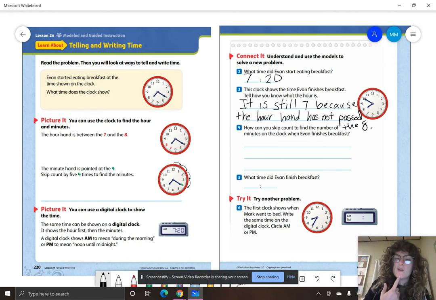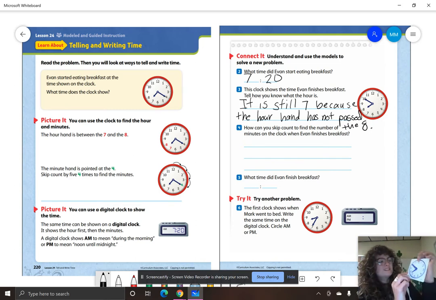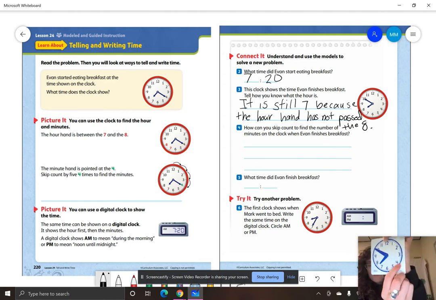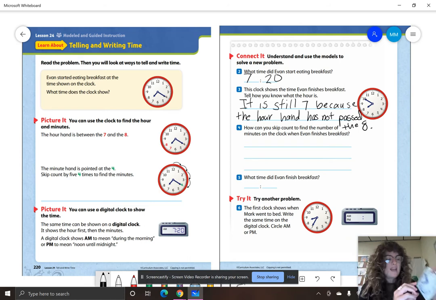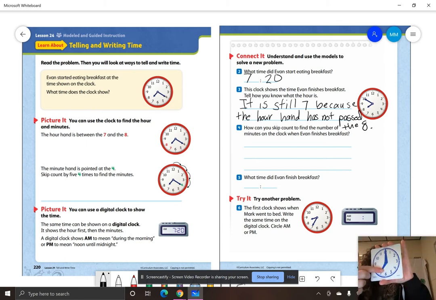What can we skip count by, Smarties? We can skip count by 2s, right? No? What did we skip count by to find that the 4 was 20 minutes? What did we skip count by? 5s. So let's start at the 12. Remember, if my minute hand is at the 12, it is 7 o'clock. We have started a new hour.